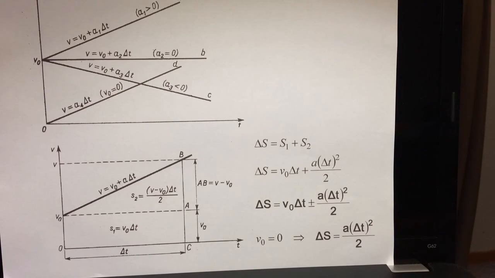So by this means we have found formulas or equations that enable us to find the basic quantities describing this motion, namely acceleration, initial and final velocity, and the distance traveled in this motion.